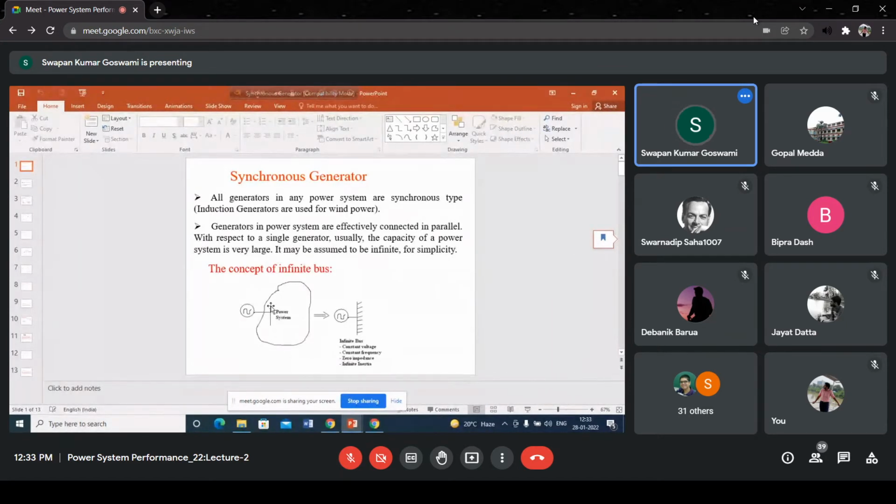Why are you assuming this? Because when we shall be controlling the frequency, we shall be applying control on this generator, and we shall assume that this generator has no capacity to change the frequency of the total system. That means the frequency of the total system will remain constant, but the frequency of this generator may change, and we have to control the change in frequency of this generator only. System frequency does not depend upon the frequency of this generator. This is our assumption.